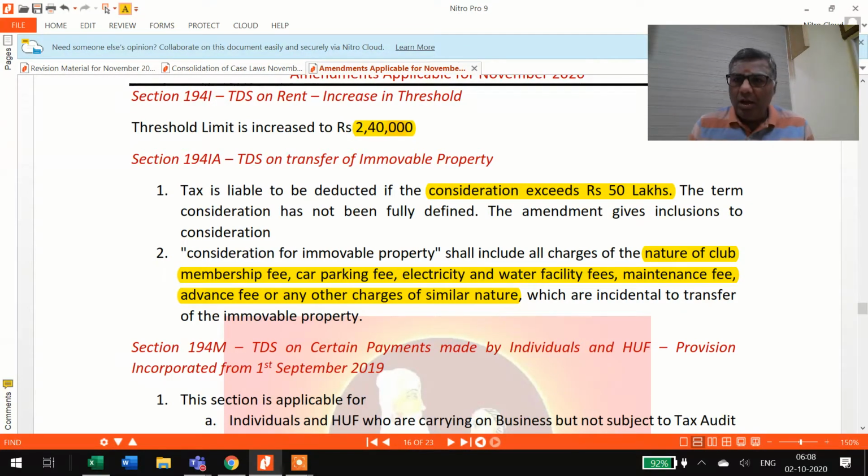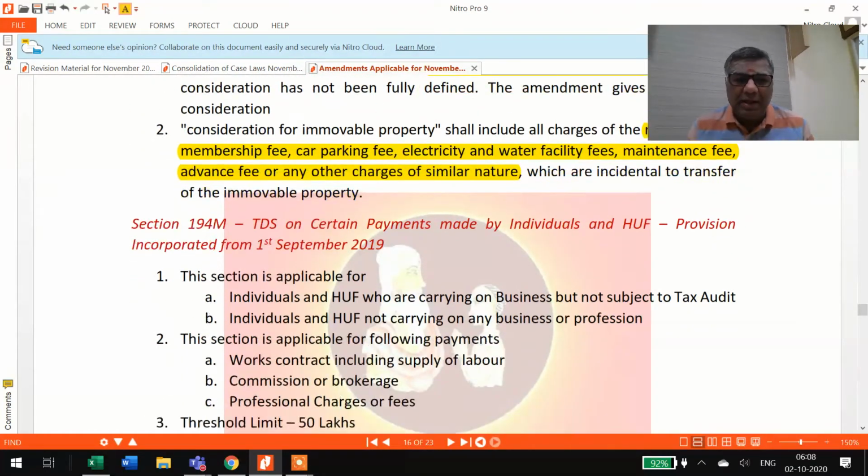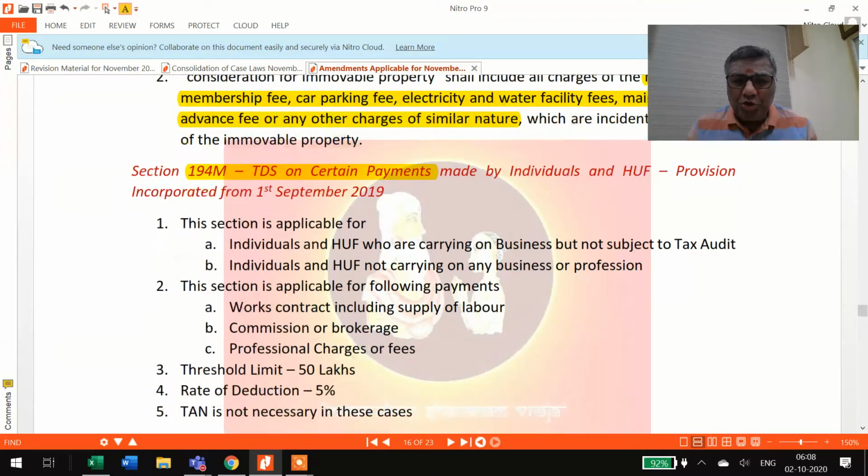Okay. And now for that, two short aspects of questioning. The first one comes from section 194M, TDS on certain payments made by individuals and HUF. Okay, to whom is this section applicable? Individuals and HUF who are carrying on business but not subjected to tax audit.